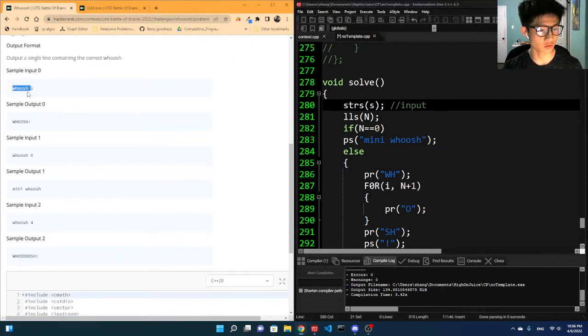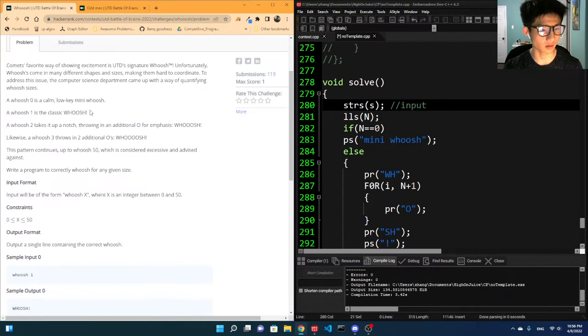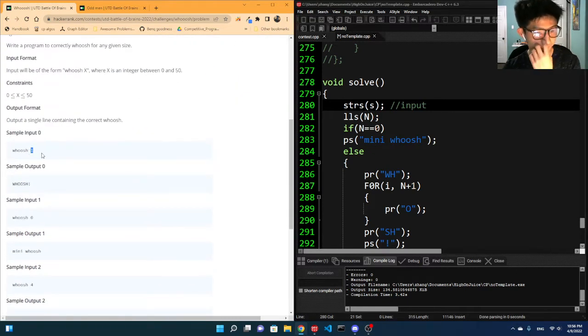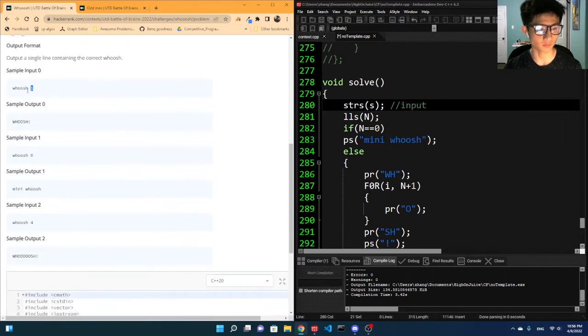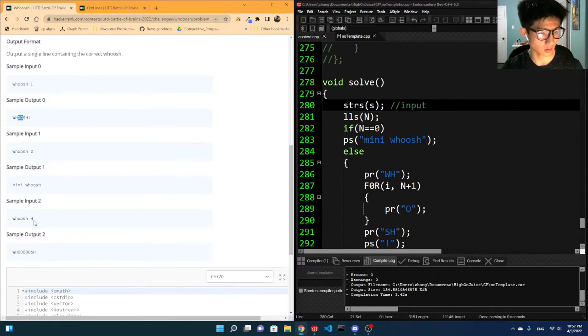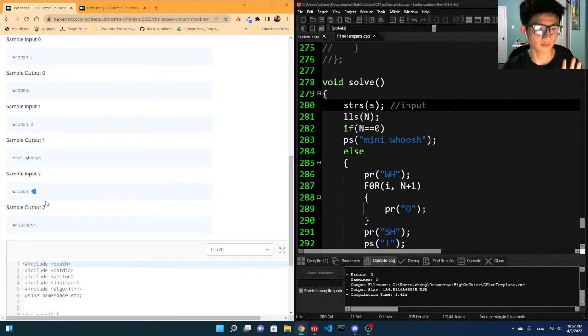They always give you "whoosh", there's no point. They give you "whoosh" and then a number. So if it's 0, you print out "mini whoosh". And if it's 1, you print out 1 plus this number. Consider this as x. You print 1 plus x o's in "whoosh". For example, 1 plus 1 is 2, so you have to do 2 o's. For here, 4 plus 1 is 5, so that's 5 o's. And then you just print out "WHOOSH" all in capital letters.